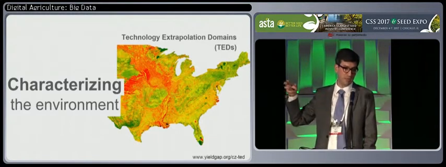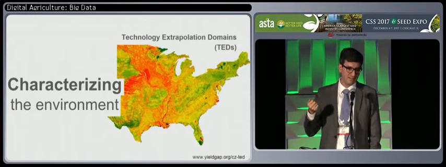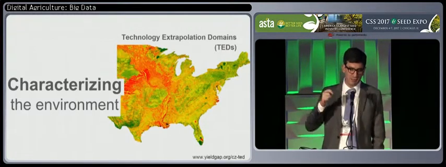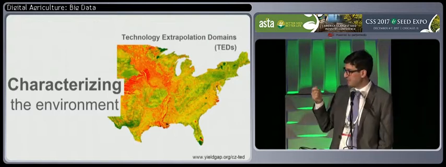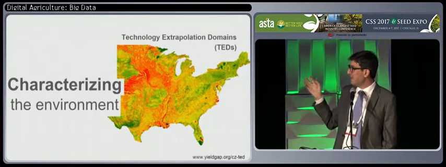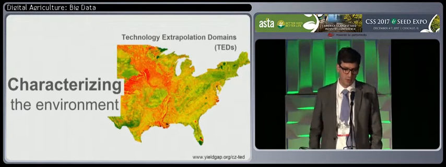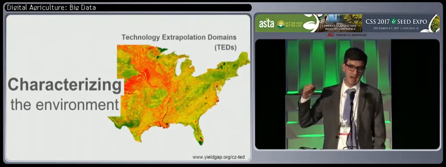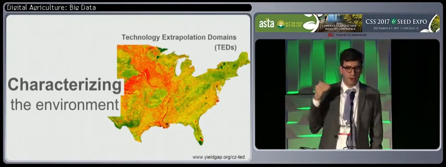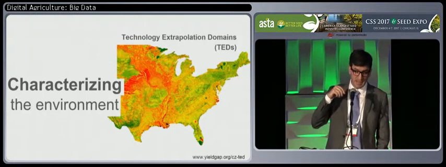So this group took 3 different variables. One is growing degree days, another is something they call the aridity index, which is the ratio between evapotranspiration and precipitation. And the other one, they calculated water holding capacity in the soil. They divided the US, or where we grow grain in the US, most of the areas, into what they call technology extrapolation domains.